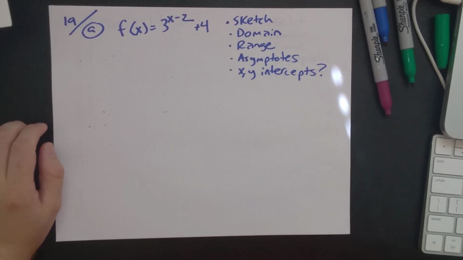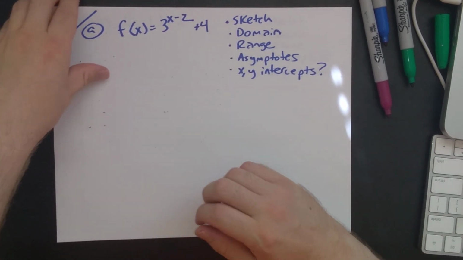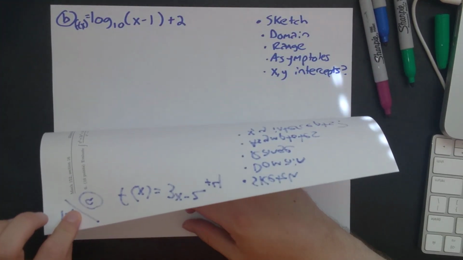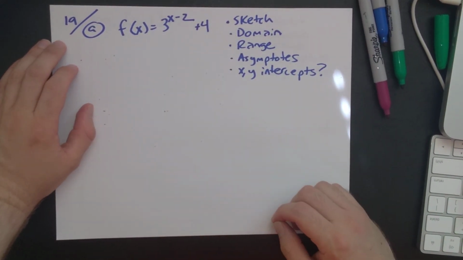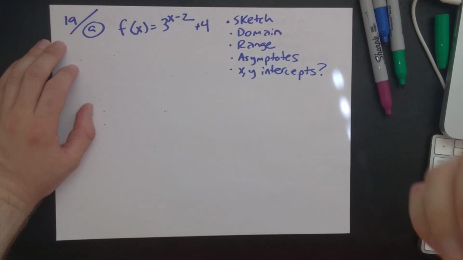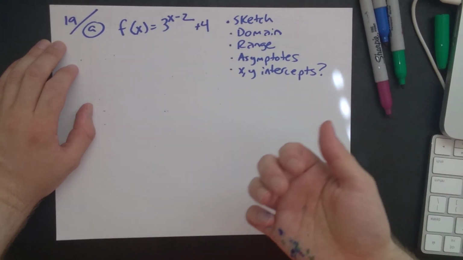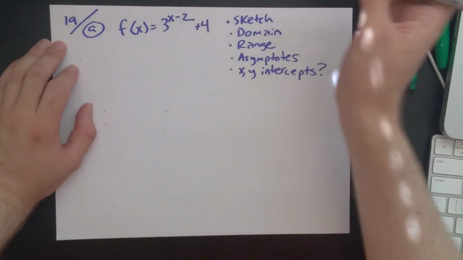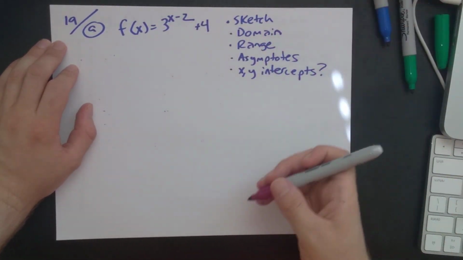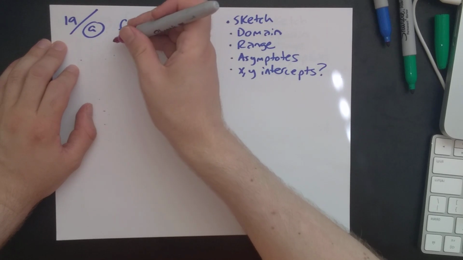For problem 19, there's going to be one exponential function and one logarithmic function, and the instructions are the same in both cases. Sketch it. What's the domain? What's the range? What are the asymptotes? What are the intercepts? So let's just take these in whatever order is natural to do.